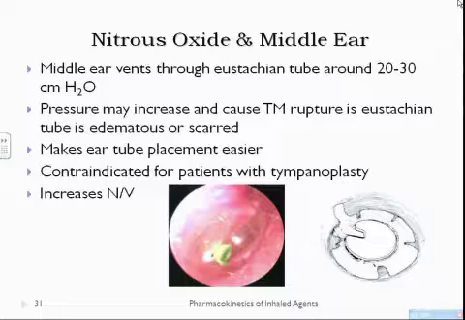This is where the middle ear discussion is, where it may cause the membrane to rupture, but that's pretty rare. It does make the ear tube placements easier, and it increases nausea and vomiting, it's been observed.